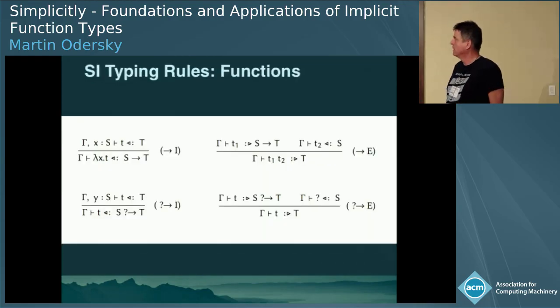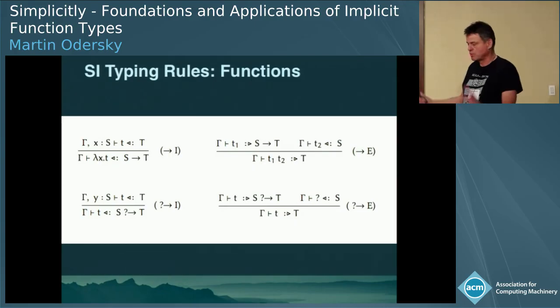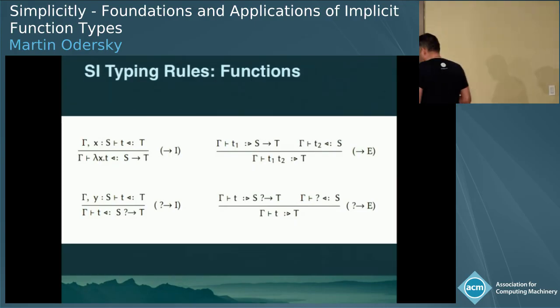Let's start with the rules for functions. Lambda x.t has type S to T if, assuming x has type S, t has type T, and that's a checking rule because somebody has to tell me what the parameter type is. On the other hand, for the application, t1 needs to be synthesized, and once I know the type of t1, the function part, I can run the argument in checking mode because I have the expected type. Okay, so those were the rules for lambda abstraction and application.